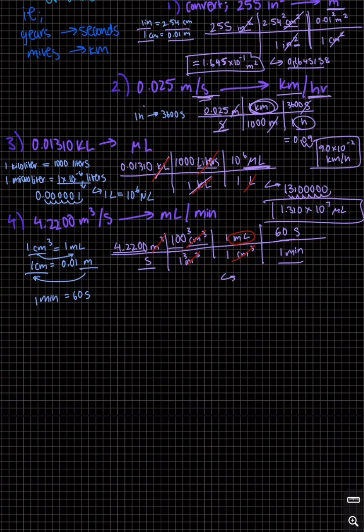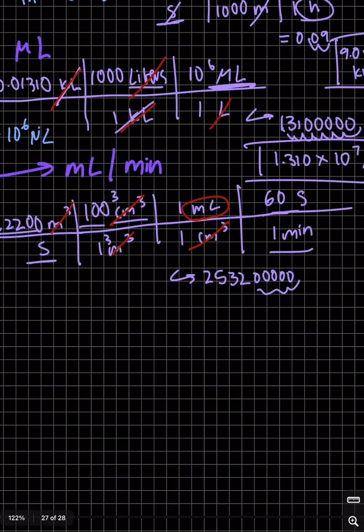So I'm just going to write this out. And the reason why is for a lot of these, you'll get such huge numbers. So answering in scientific notation is almost always needed. Like that big number. Now I can just, all the way up to here. So I'm going to get 2.532 times 10 to the power of 8 milliliters per minute.